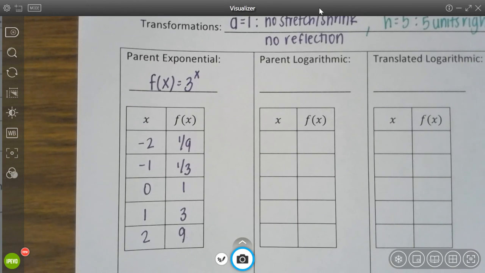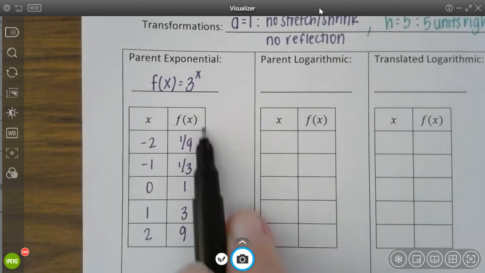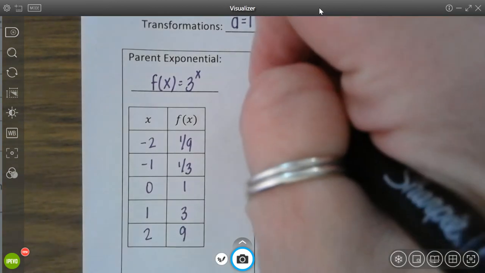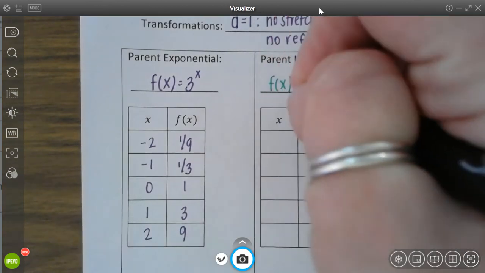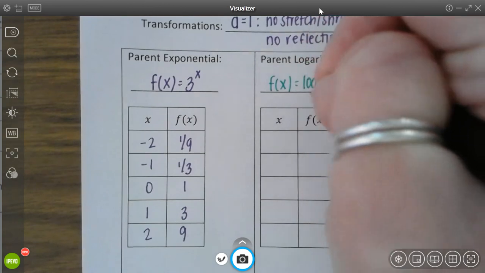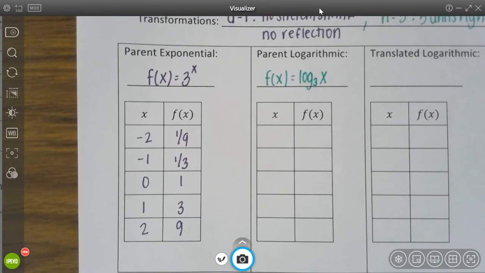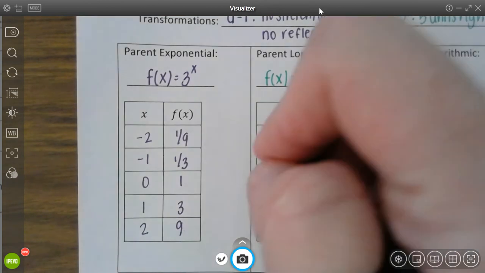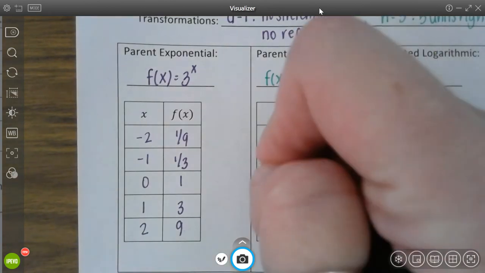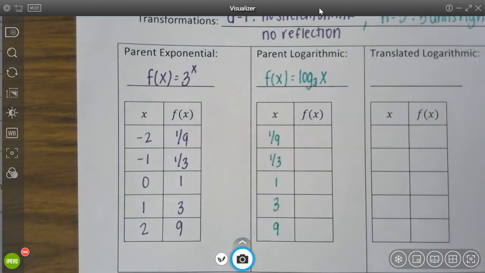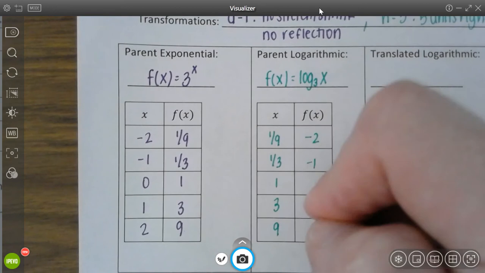Parent logarithmic, again, is just going to be this table of values switched, and the parent logarithmic function is just going to be the basic log base 3 of x function, which is exactly what we just graphed on the last page. So that had x values of 1/9, 1/3, 1, 3, and 9. That had y values of -2, -1, 0, 1, and 2.